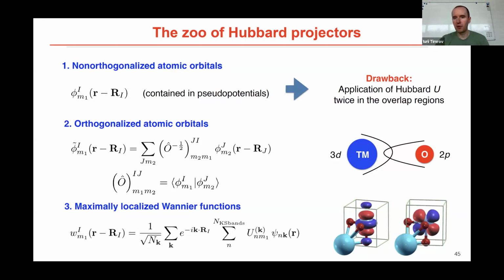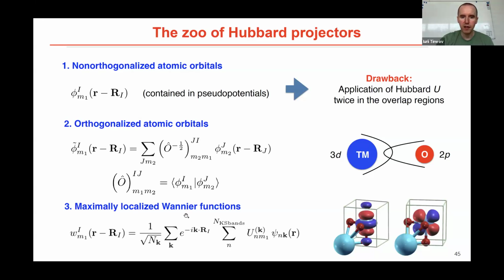So it's not the best type of projectors. Second type are orthogonalized atomic orbitals, where you use a Löwdin orthogonalization method with these equations, where you basically orthogonalize atomic orbitals between all atoms. And that is much better, and we recommend to use orthogonalized atomic orbitals. It's called ortho-atomic in Quantum ESPRESSO.